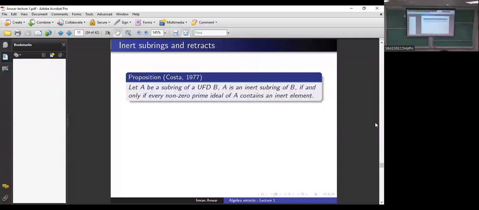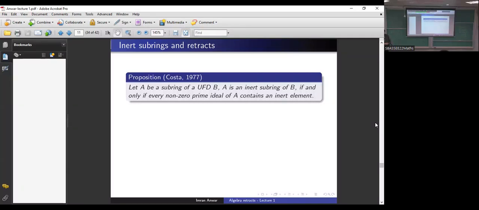Then there is another important proposition, which says: let A be a subring of the unique factorization domain B. Why the inert element in a subring is important is due to this particular result.